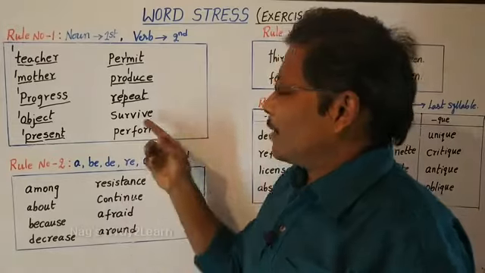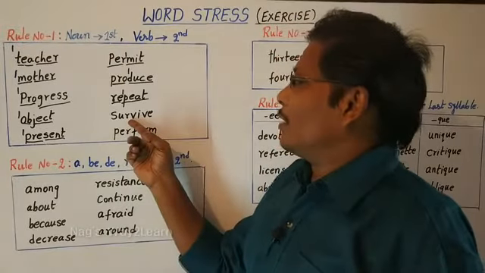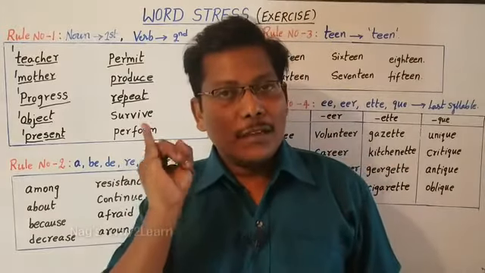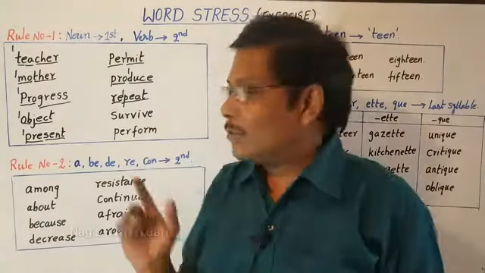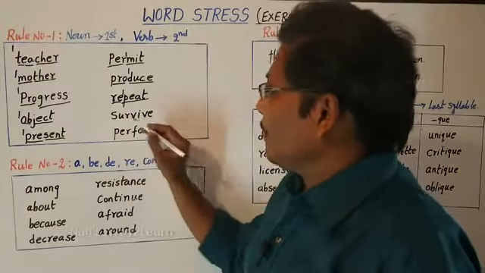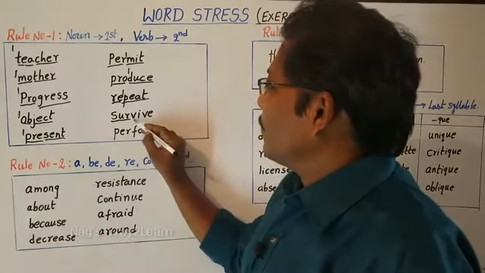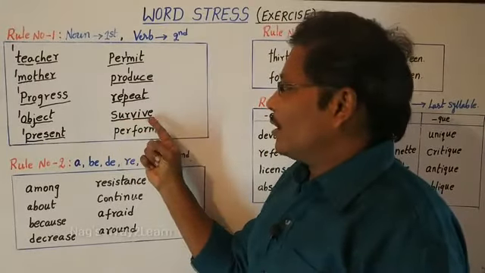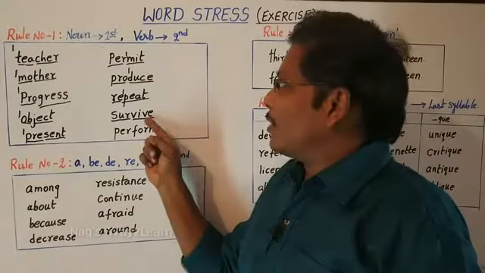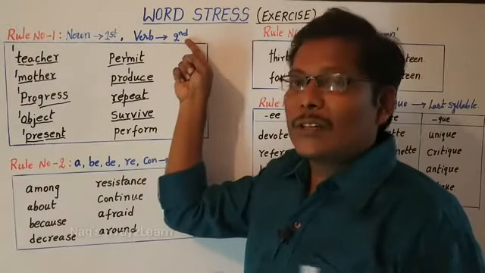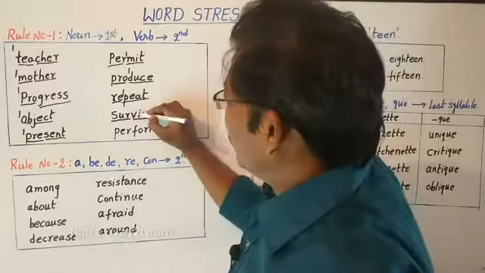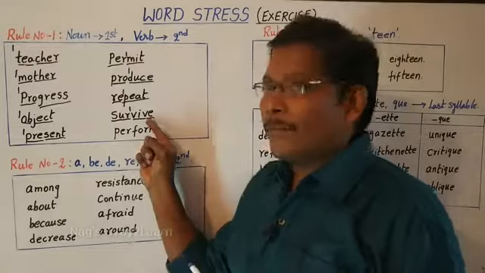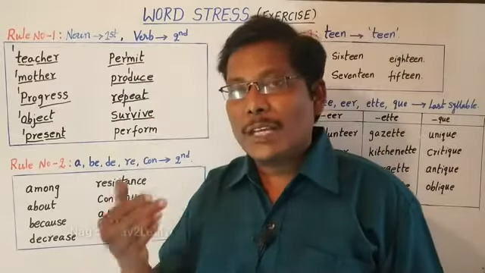Okay. Next word, survive. Survive, survived, survived, verb forms. Here also there are two syllables: sur, vive. This is the first syllable, this is the second syllable, and survive is a verb. So you put the stress mark on the second syllable. Therefore you put the stress on the letter V. Then it will be survive, survive.